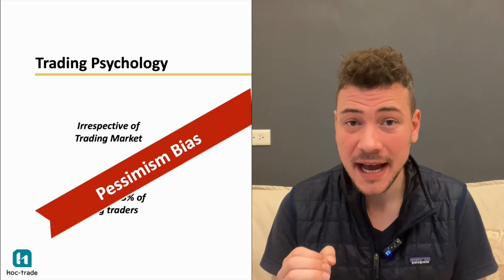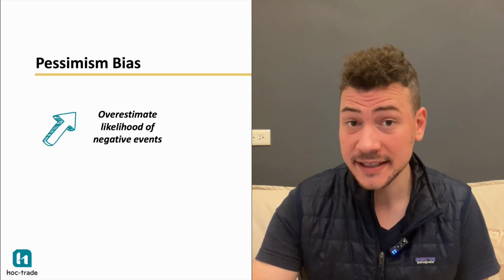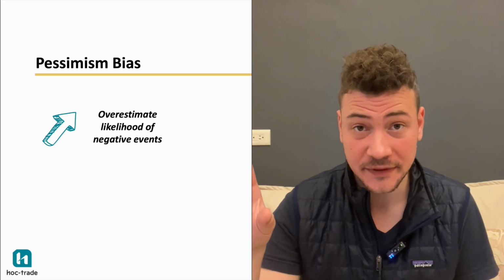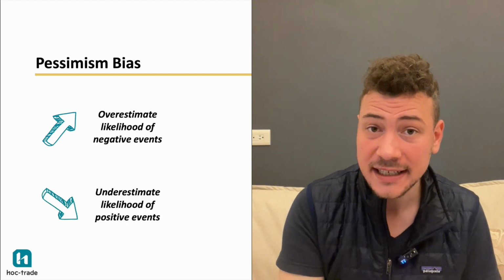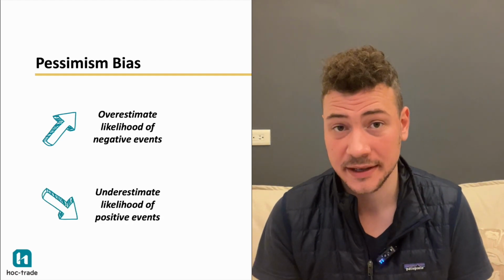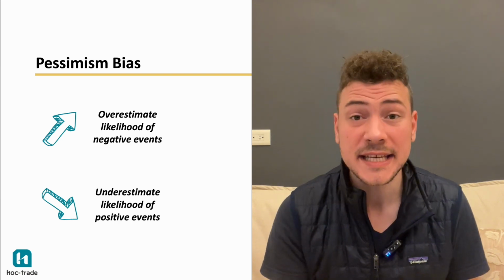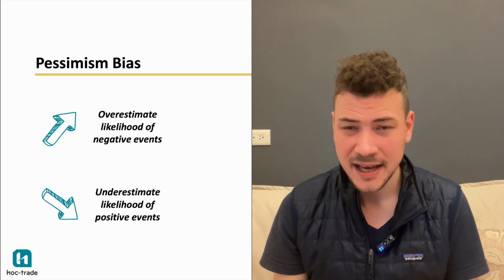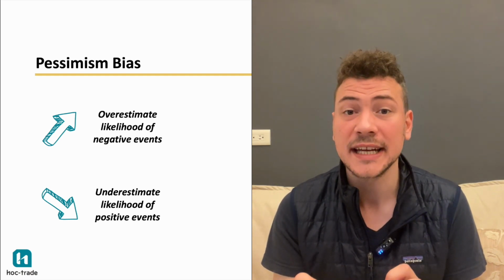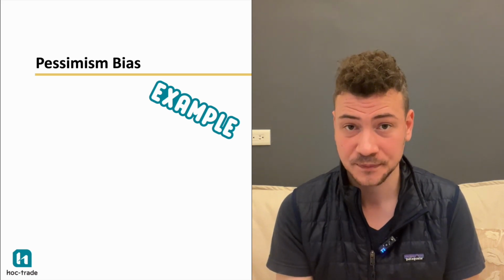So, what is the pessimism bias? The pessimism bias describes the tendency of people to overestimate the likelihood of negative events happening and at the same time underestimate the likelihood of positive events happening. As the name already suggests, people tend to be more pessimistic about a positive outcome. What does this mean? To really understand this, let's have a look at an example based on an experiment that was actually performed like this.